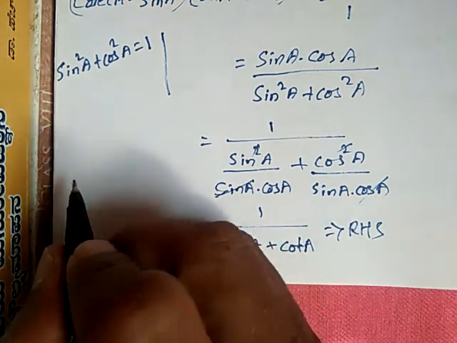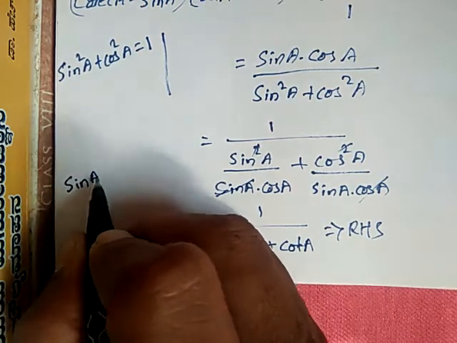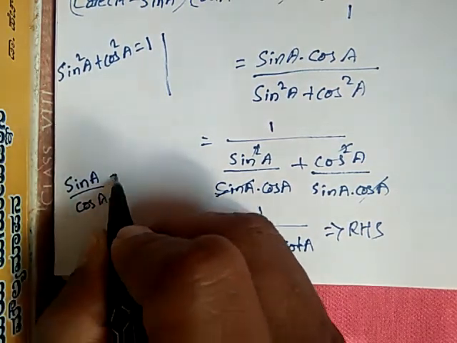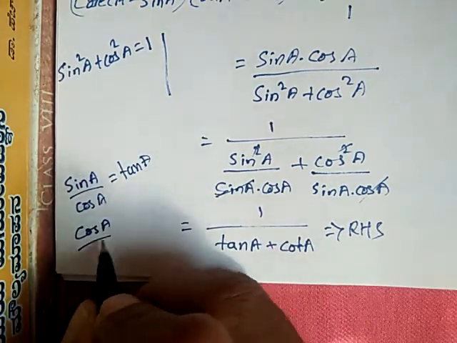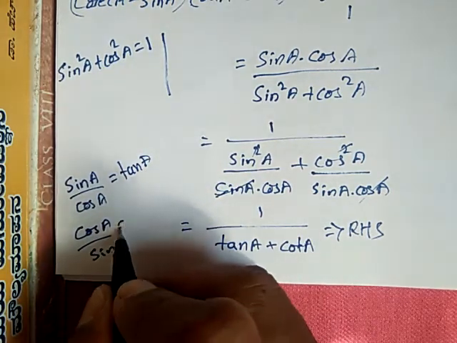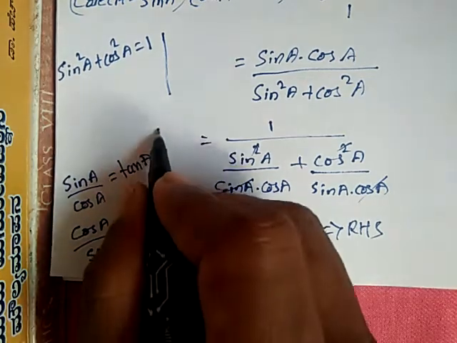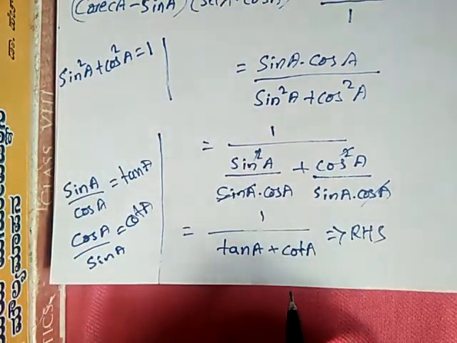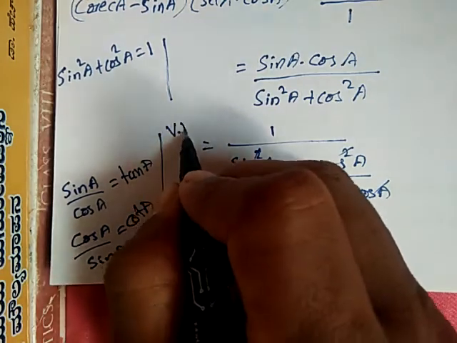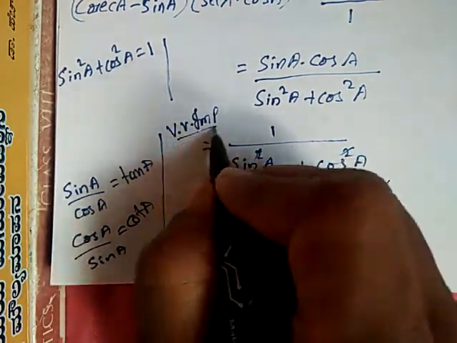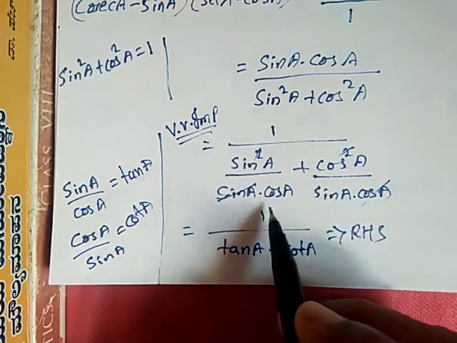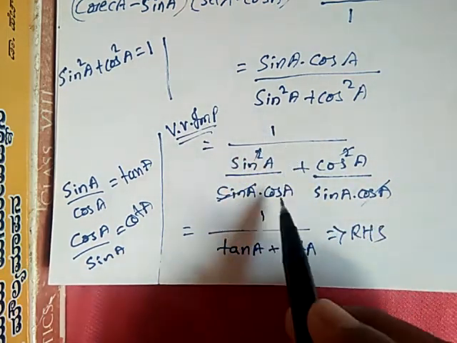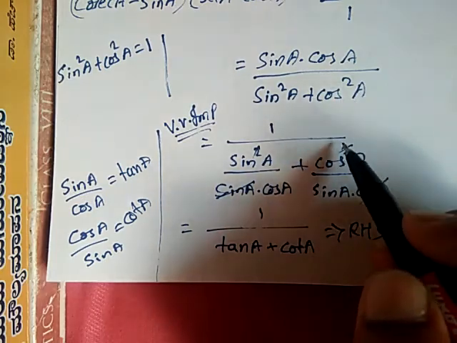Okay, so here you can write the formula: sin A by cos A is equal to tan A. Similarly, cos A by sin A is equal to cot A. By this formula we can do this one. So this step is very important. Okay, like this you can take. So our numerator, if you do here the division sin A by cos A, these two steps are the same.